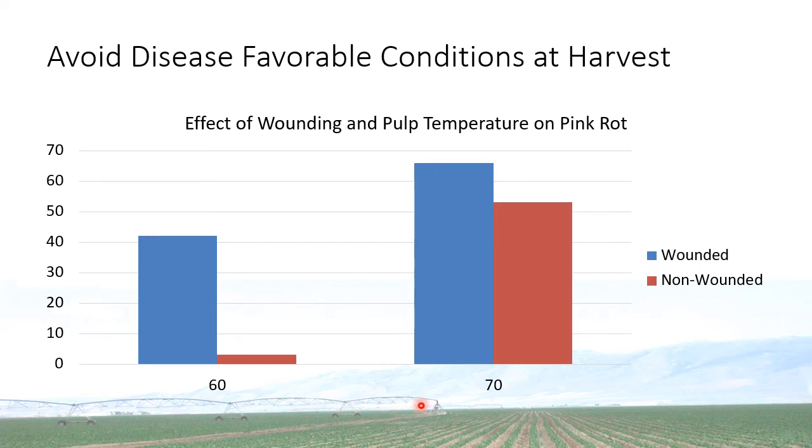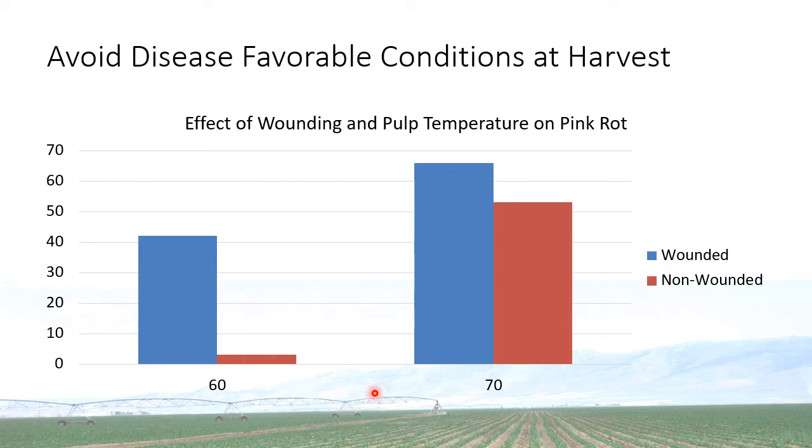And by wounded we mean they were rolled in a cement mixer that didn't have any baffles in it. And so these aren't causing great big gashes. There's a little bit of shatter bruise, some microfractures on those potato tubers. At 70 degrees, the difference between wounded and non-wounded was not great, but there was a difference. When those potatoes were dropped down to 60 degrees and wounded, there was a huge difference.